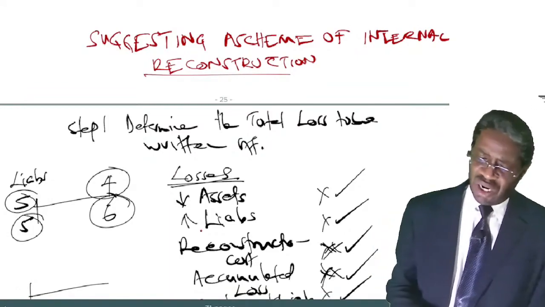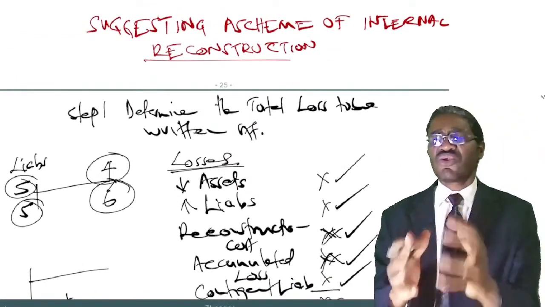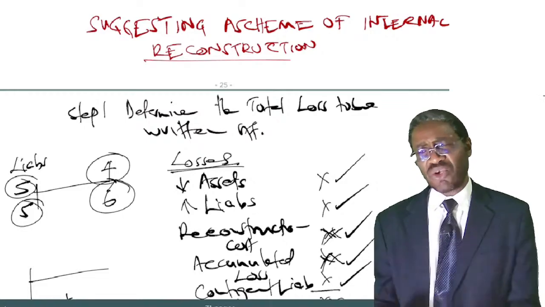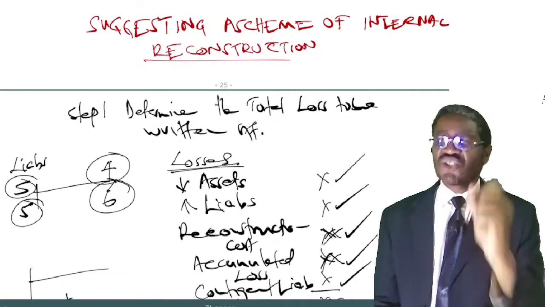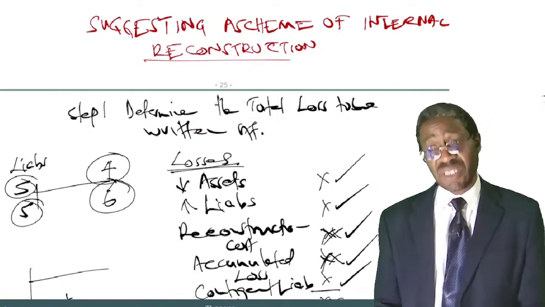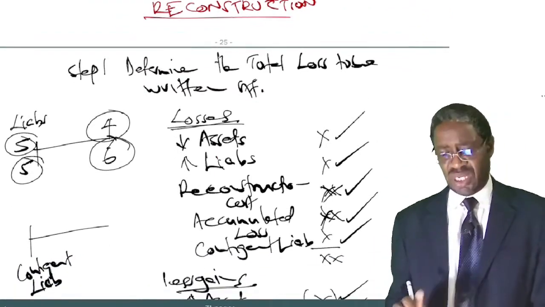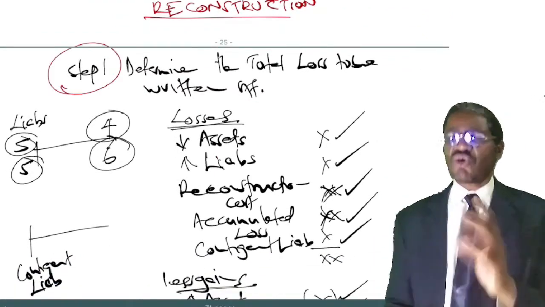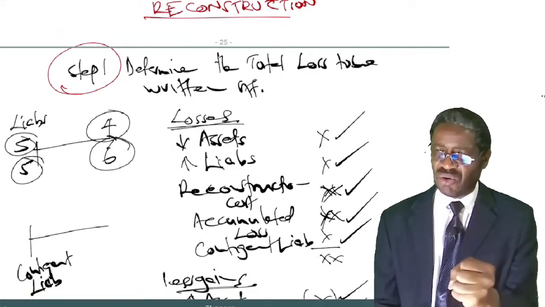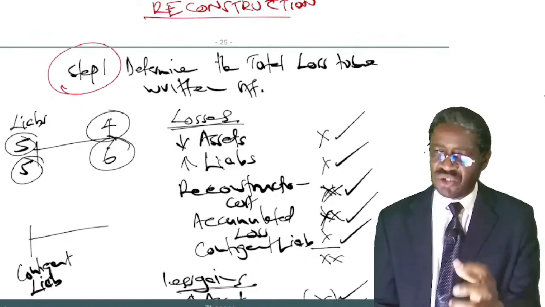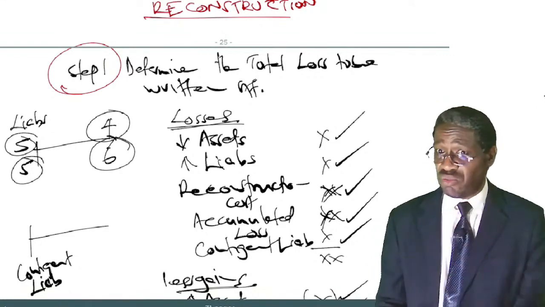So we looked at how to design a scheme, and we went through the 4 steps that are normally followed in trying to design a scheme of internal reconstruction. Step number 1 is to determine the total loss to be written off. Whenever you are required to design a scheme of internal reconstruction, the first thing you must do as a person reconstructing a company is to determine the total loss to be written off.